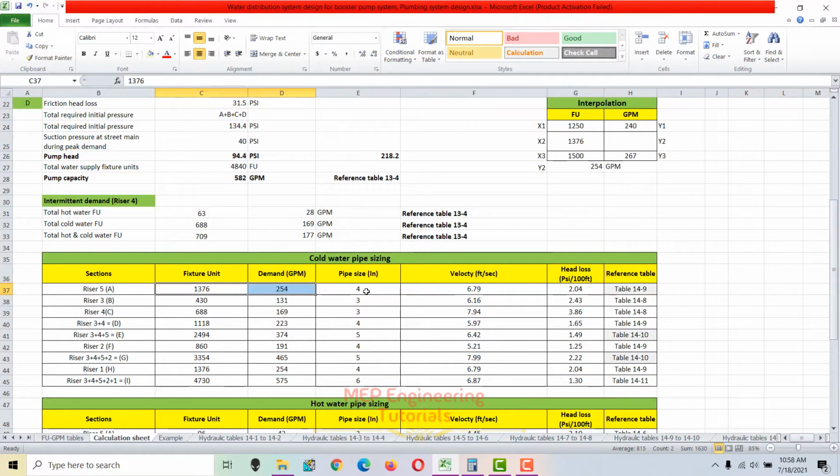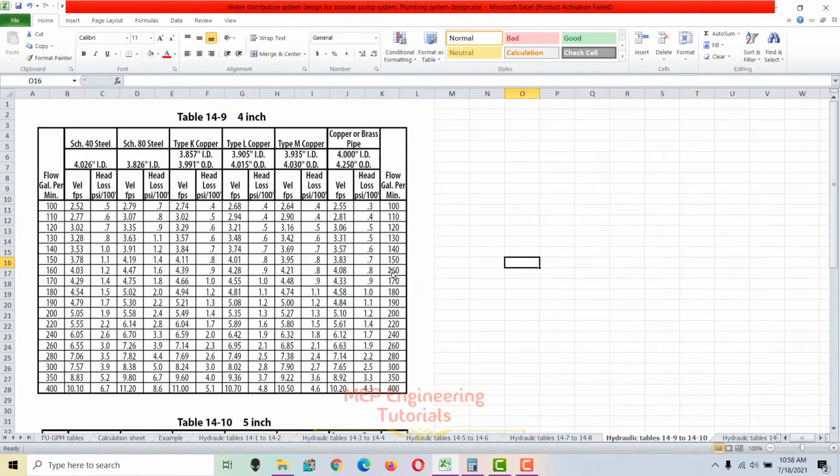Now we need to calculate the pipe size. The table which I have used here is 14-9 as a reference table to calculate this pipe size of 4 inches. Now I will tell you how I got this pipe size of 4 inches. The demand calculated here is 254 GPM.